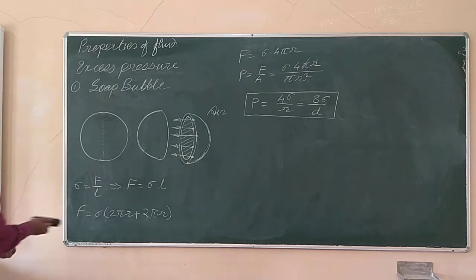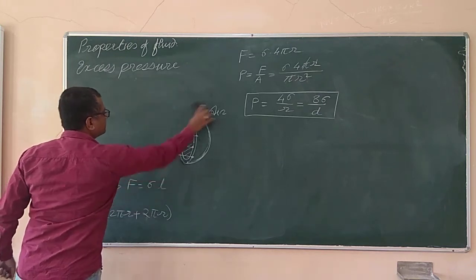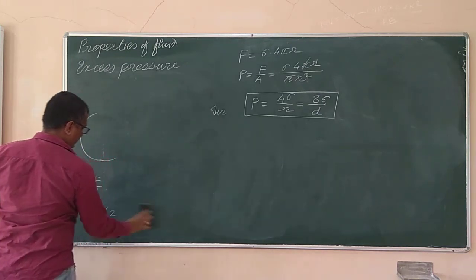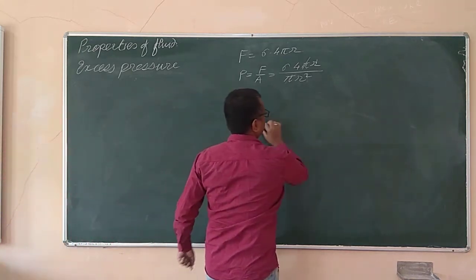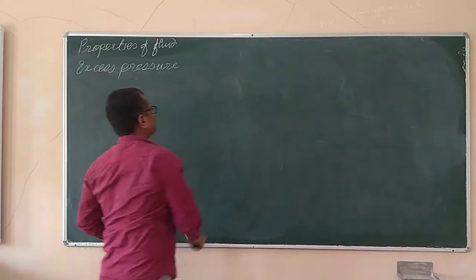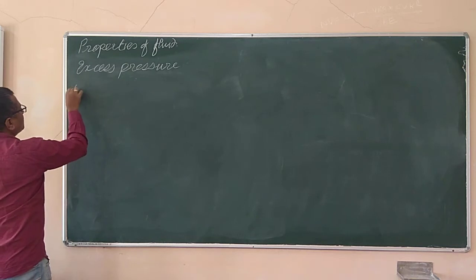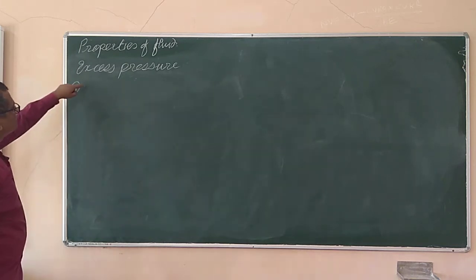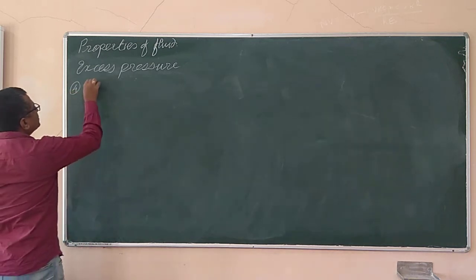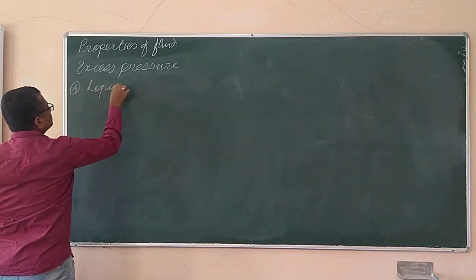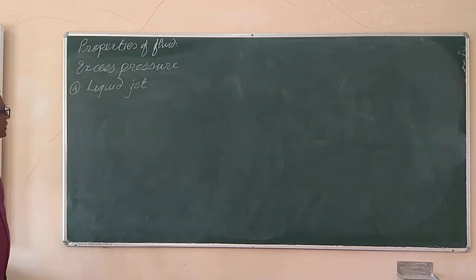So let's go ahead to the next one. The next one is the liquid jet of infinite length. This is number 4. The first one was the liquid droplet, second air bubble, third soap bubble, the fourth is liquid jet. The excess pressure inside the liquid jet.